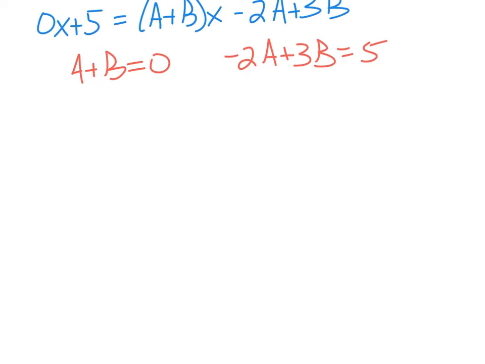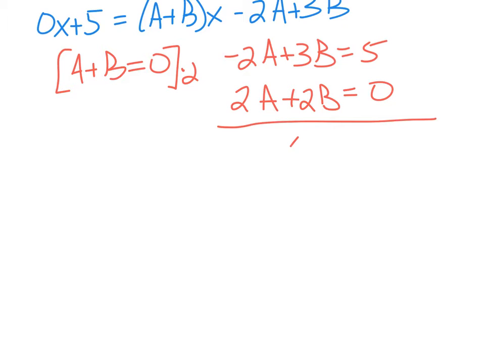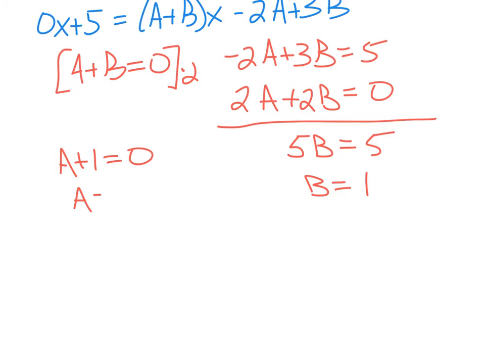But what I'm going to do is elimination here. So I'm going to multiply this one by 2 so that we have 2a plus 2b equals 0. And then that means 5b equals 5. And so now we know that b is 1. And so now we can come back over here and solve for a.